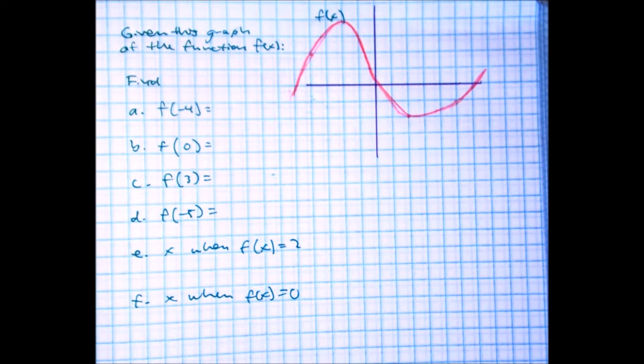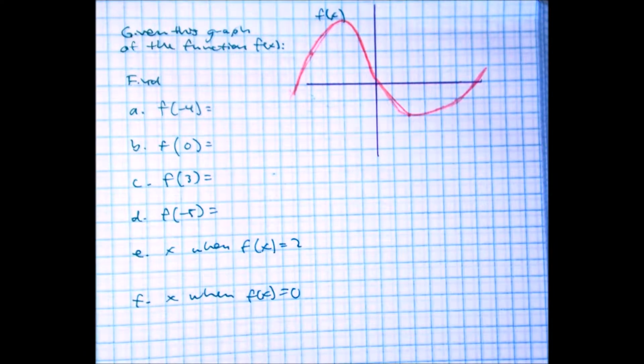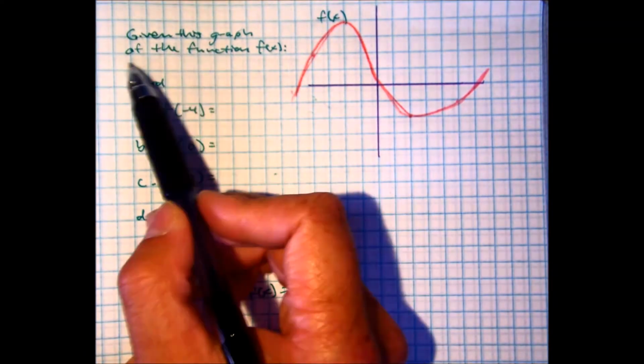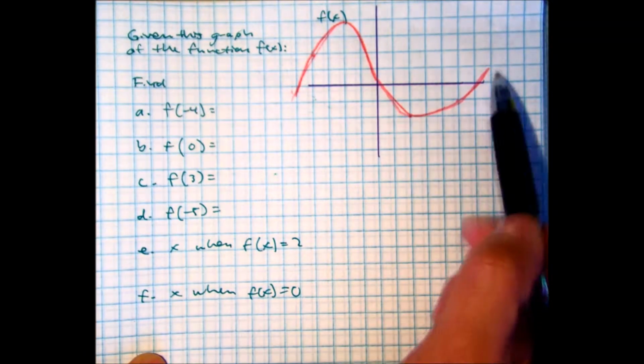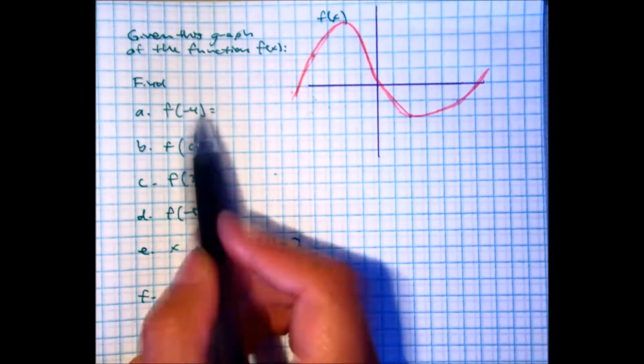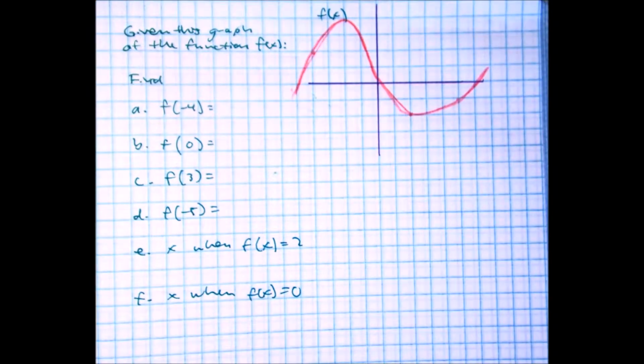Alright, let's go over this problem. This problem tells you, given this graph of the function f of x, find f of negative 4 and all of these things. So a quick review.